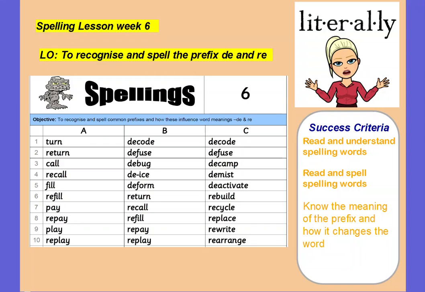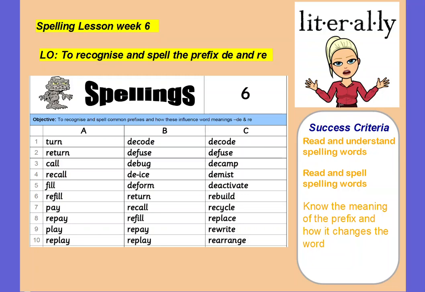Good morning, everybody, and welcome to Spelling Lesson 6. The learning objective for today is to recognise and spell the prefix dis and the prefix re. To be successful in this lesson, I am going to ask you to read and understand your spelling words, to be able to read and spell your spelling words, and to know the meaning of the prefix and how it changes a word. Okay, I hope you're ready.